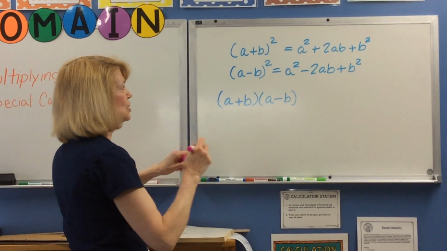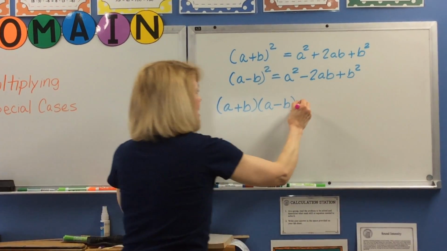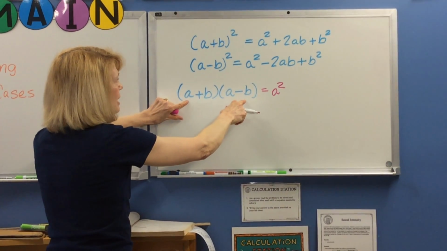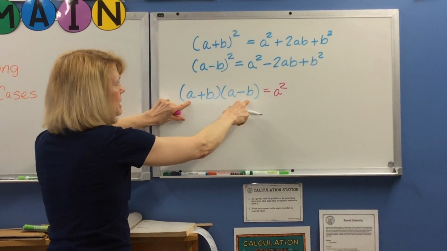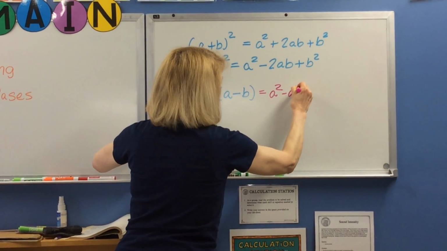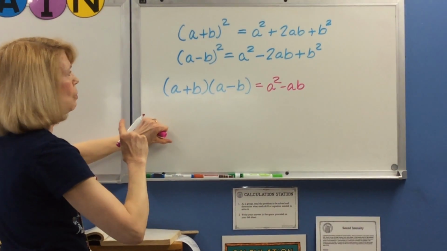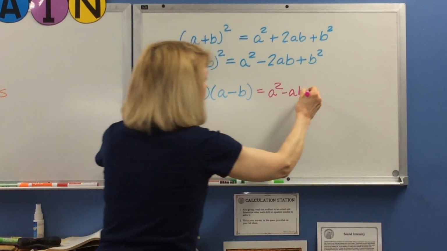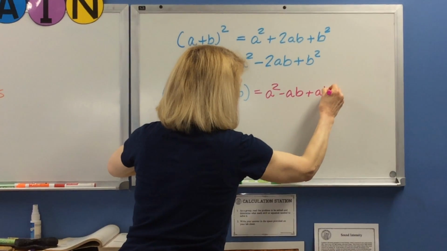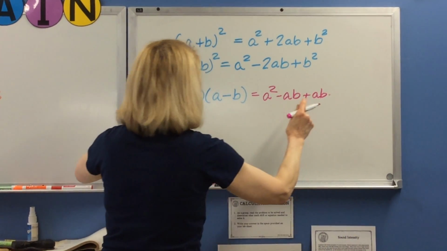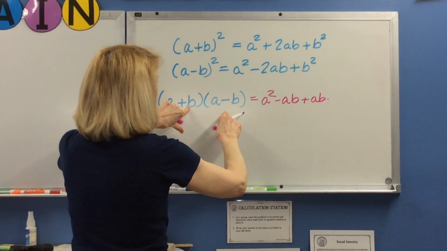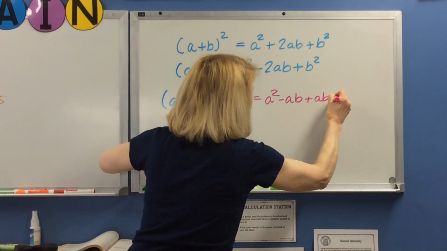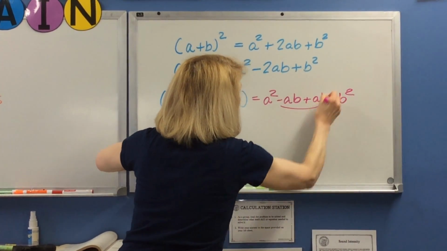So I'm going to do first, a times a is a squared. Outer, a times negative b is minus ab. Remember, you want to put your variables in alphabetical order. Inner, b times a is positive ab. And last, b times negative b is minus b squared. So look at these guys, they cancel out.